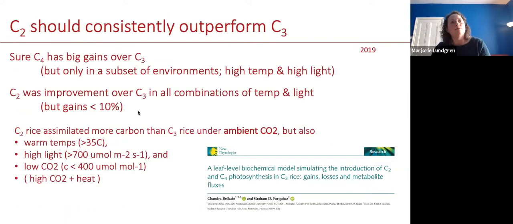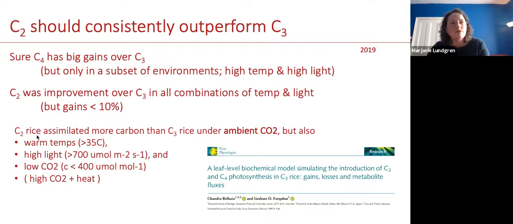So we'll go back up. And that is that, sure, if you engineer C4 photosynthesis into rice, you're going to see big gains, right? We know there's a reason we're putting lots of money into this. But you're only going to find that in a small subset of environments. It's only at high temperatures and high light that you're really going to see that amazing C4 benefit that we're aiming to get. The thing with C2 is you're not going to get as big of an improvement, but you're going to get it in almost every arrangement of environments. So small gains, but consistent gains is the idea.